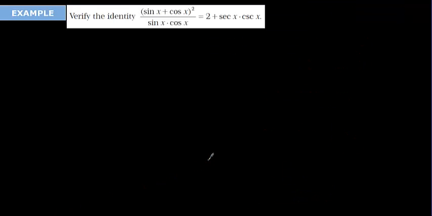Okay, the next question. Sine x plus cosine x squared over sine x times cosine x is equal to 2 plus secant x cosecant x. How to prove this one? Okay, I'm going to start with the left-hand side this time: sine x plus cosine x squared over sine x times cosine x. I'm going to derive this part, and try to get the right side.